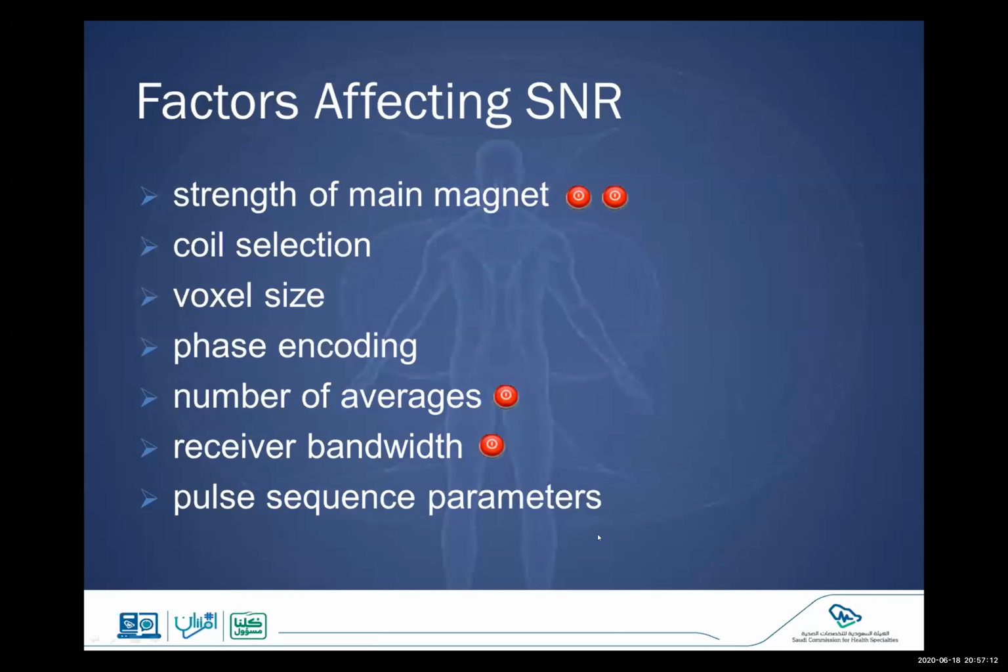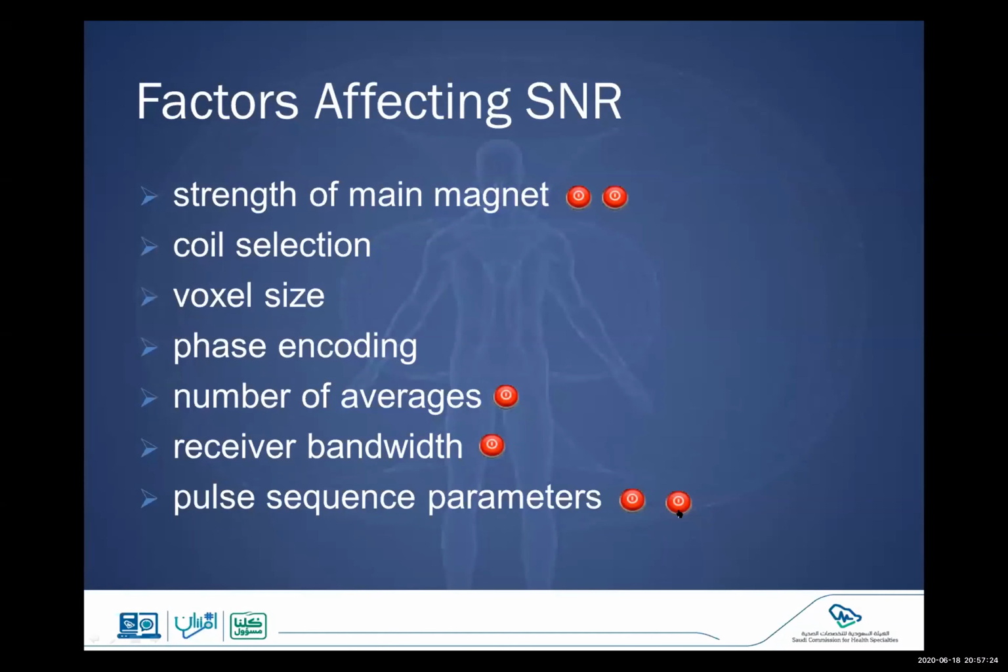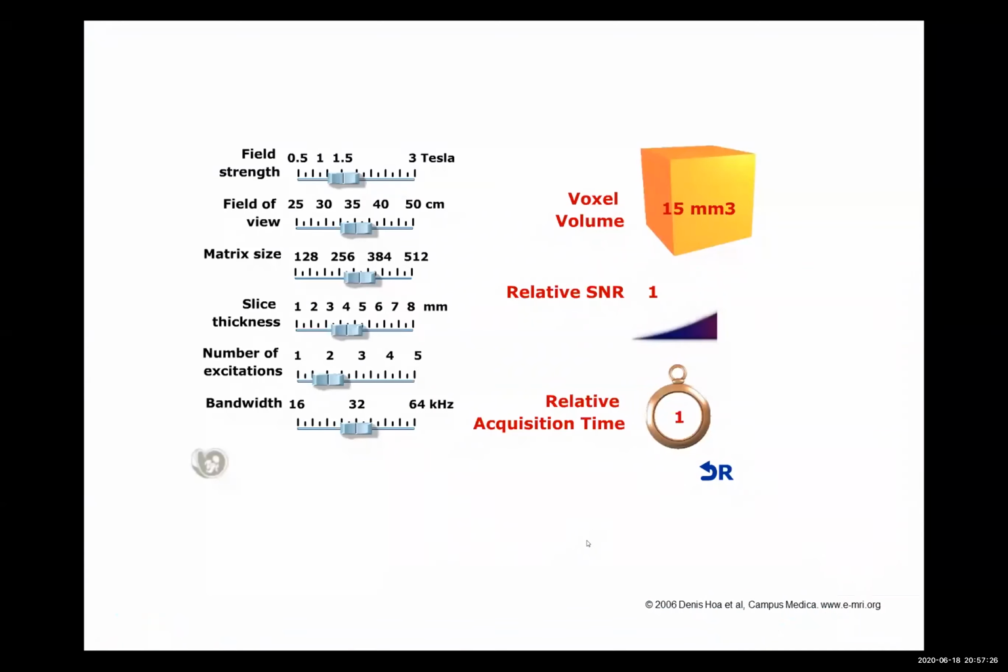Pulse sequence parameters are very important, like TR, TE, type of sequence. All these affect signal to noise ratio, and number of averages and other things always play an important role in your signal to noise ratio. So first of all, we said the field strength is very important. If you decide to buy 3 Tesla or 1.5, and then you go for the other parameters: field of view, reducing the field of view will improve your resolution, but you will lose signal to noise ratio. Matrix size, slice thickness, number of excitations or averages is very important. And then bandwidth is again important.